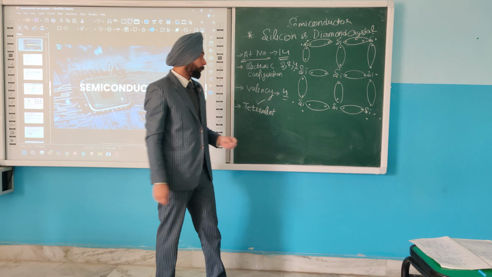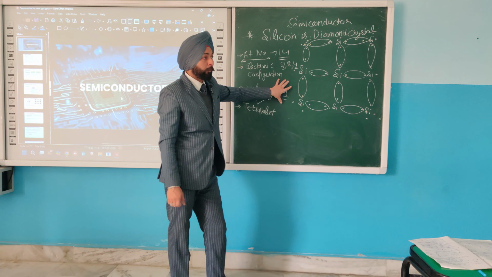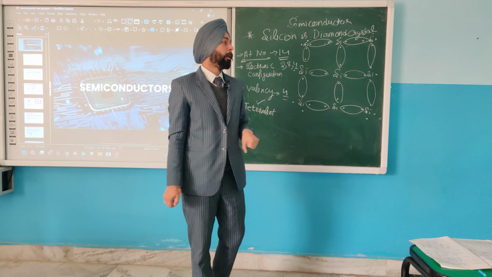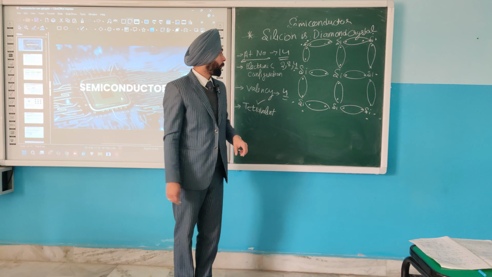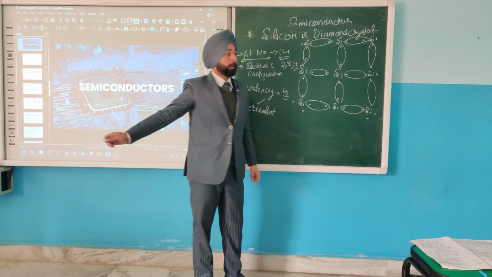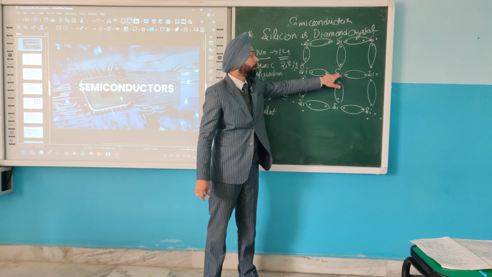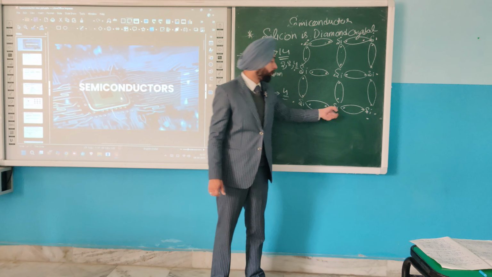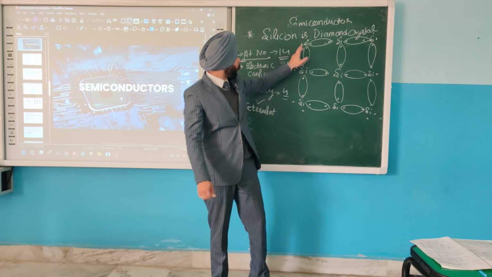Now, according to this configuration, silicon has 4 neighboring electrons. Now we are talking about this silicon element. This one also, this one also, this one also, means there are 1, 2, 3.